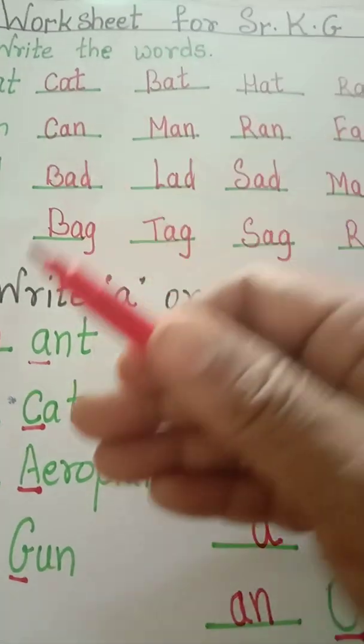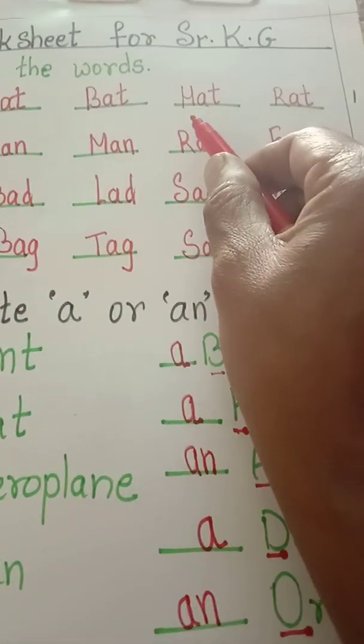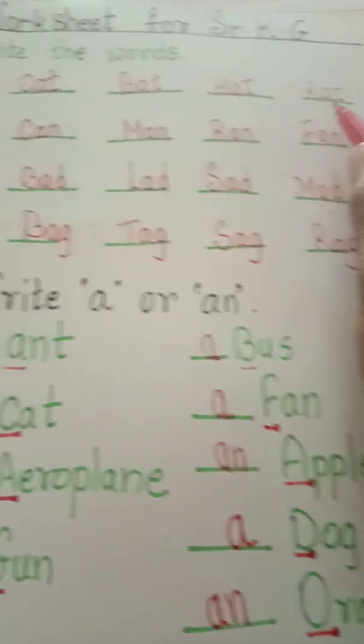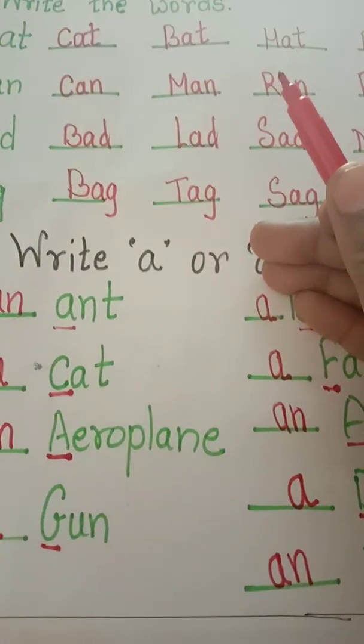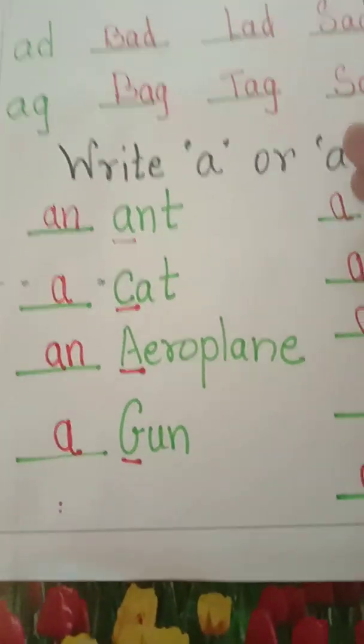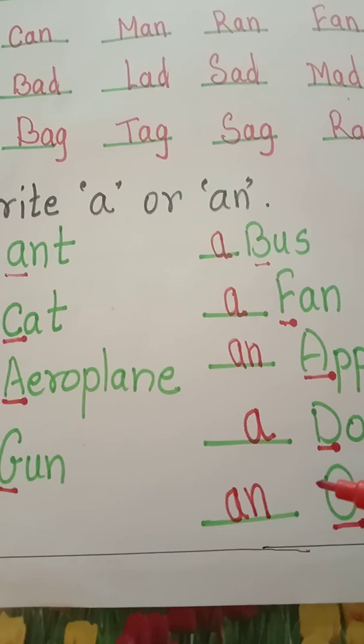Read it aloud. AT, at, CAT, cat, BAT, bat, HAT, hat, RAT, rat. Like this you have to read all these words so that you will never forget them. And this will help you to remember the consonants and the vowels.